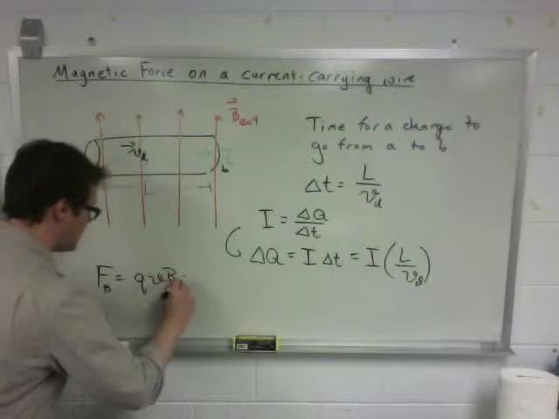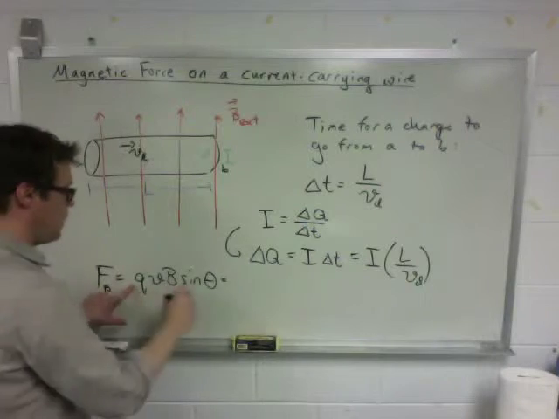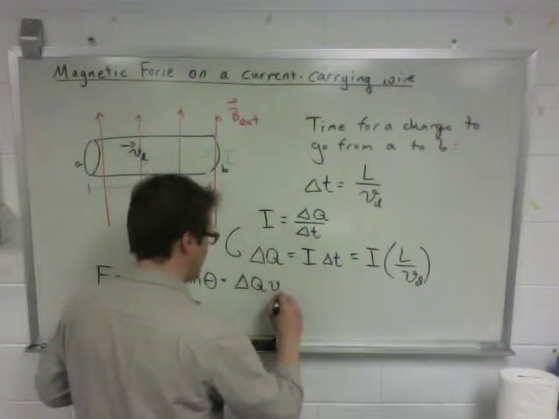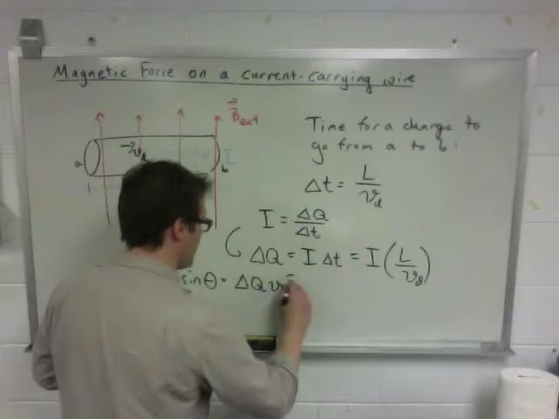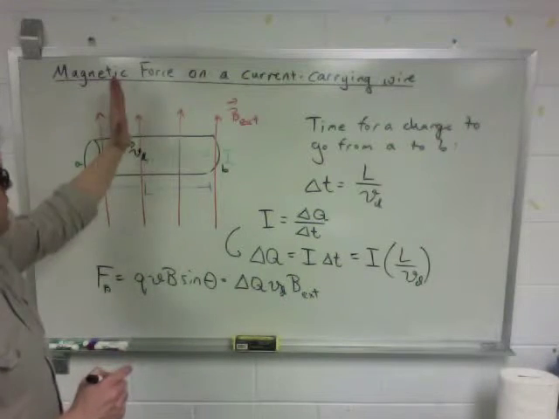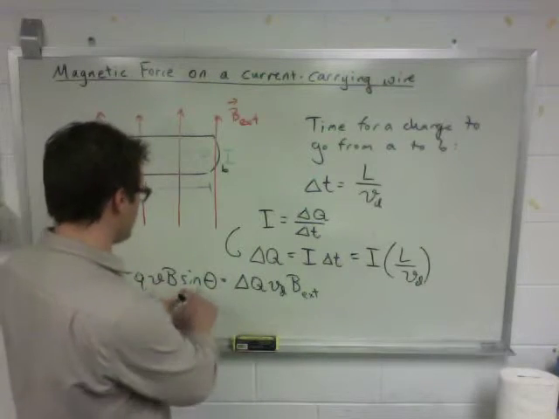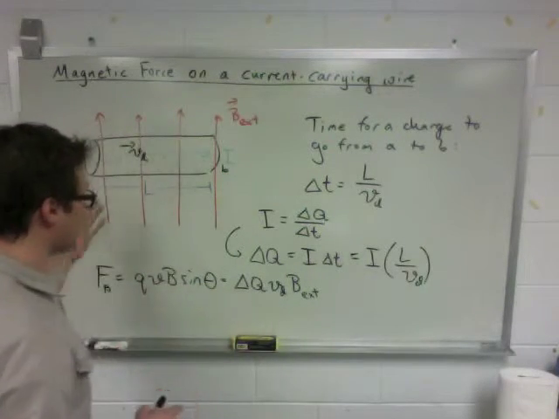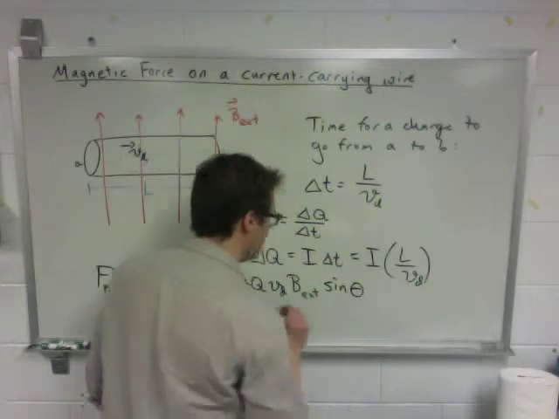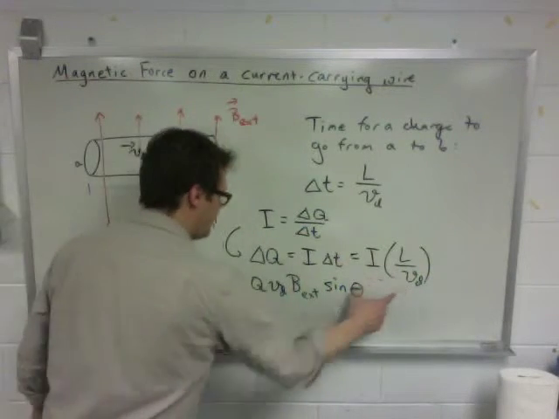QVB times the sine of theta, where in this particular example, my Q is just this delta Q. My V would be VD. My B is just whatever the external field is. And in this case, the angle between the magnetic field and the direction of motion is 90 degrees in this particular example. So sine of 90 is 1. I'm going to go ahead and keep the sine here, just so I can make this as general as possible. Okay, so let me plug this into here.